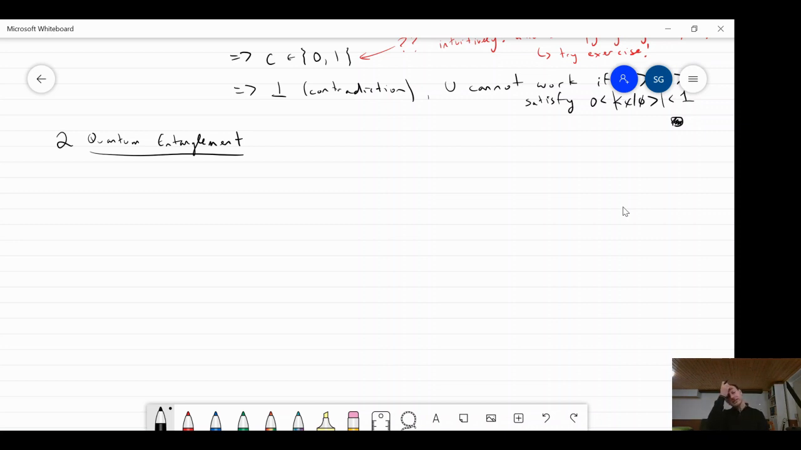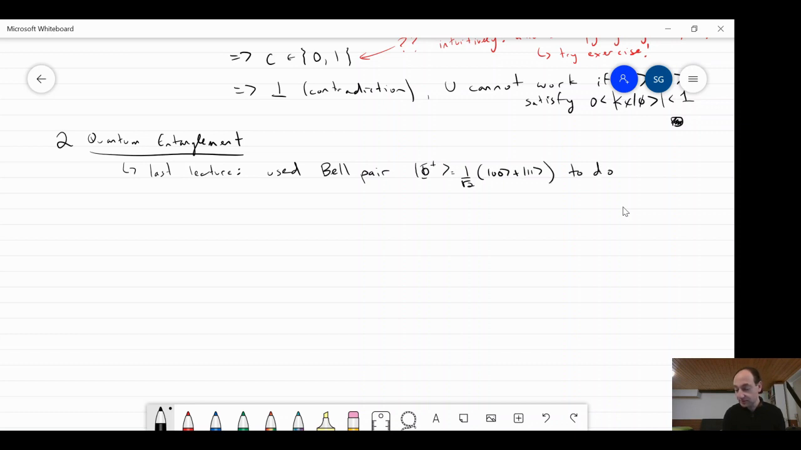Okay, so in the last lecture, what we saw is that we can use entanglement as a resource to do a task. And the task we did was teleportation, right? So remember that last lecture, we used the entangled state, the so-called Bell pair, phi plus. Let me just briefly refresh your memory. This is just |00> plus |11>, right? We used this to do teleportation.